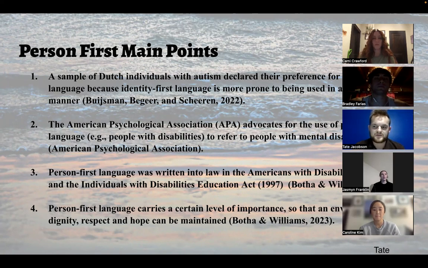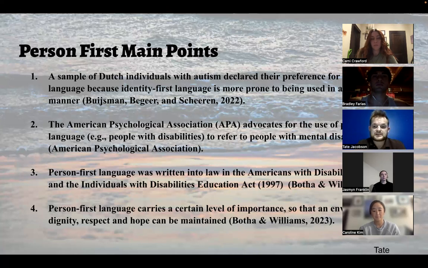They found that identity first language was used in a hurtful manner in the English language, which they did not wish to be associated with. Our next point is that the American Psychological Association has person first language listed as their choice of language to use in reference to individuals with mental disabilities. Our third point is that person first language was written into law in the Americans with Disability Act and the Individuals with Disabilities Education Act.